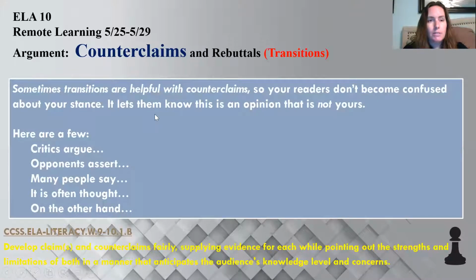All right, so the next thing is counterclaims and rebuttals with these transitions. It's helpful to have transitions to those counterclaims, and you probably noticed it in the examples I gave. These are some helpful ones that you might want to think of. Things like critics argue, opponents assert, many people say, it is often thought, on the other hand. What you're doing by using these phrases is you're indicating to your reader or your listener that these aren't your ideas, that they are counterclaims. They're clues to it. And also when you read arguments, look for these terms to find counterclaims.